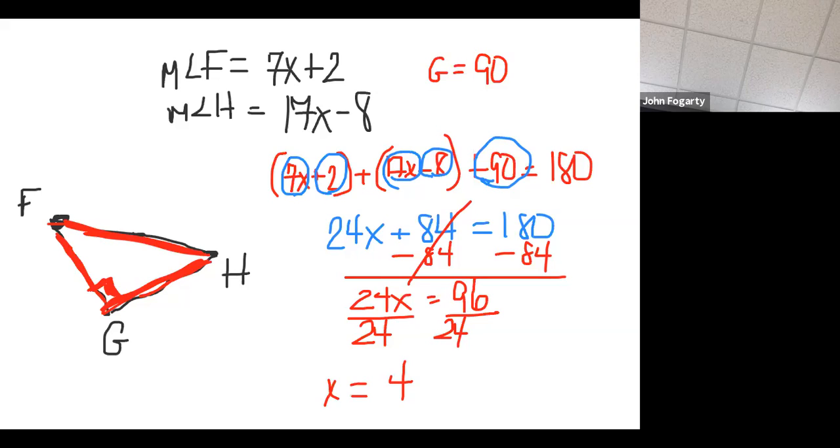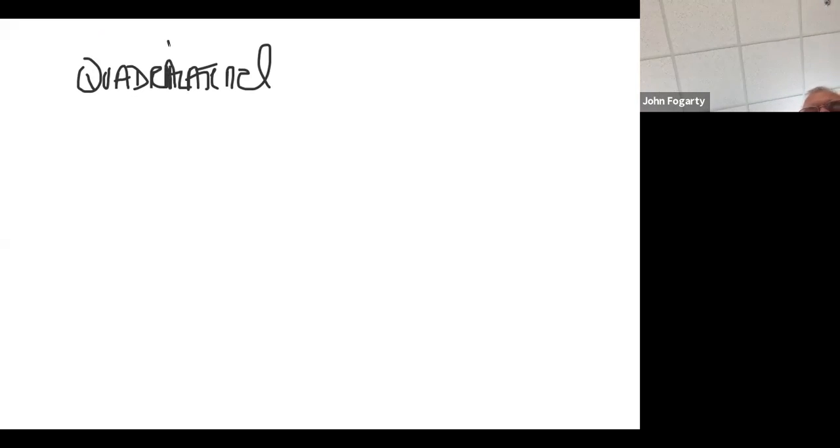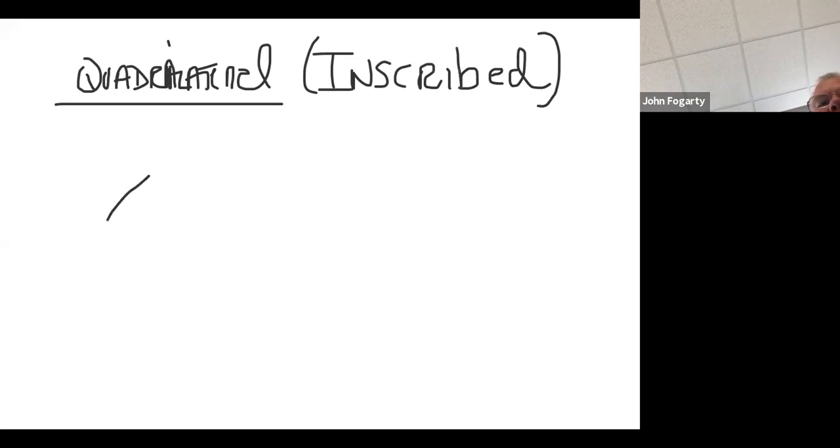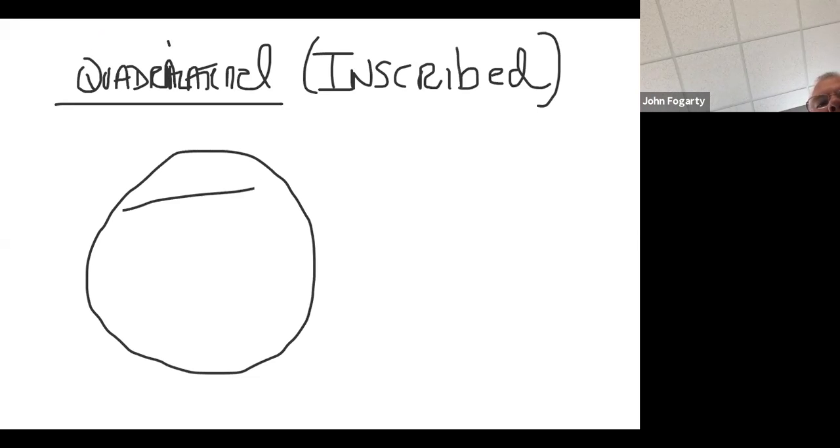All righty. Now, the second thing we're going to talk about today, and this is true always anyway, is an inscribed quadrilateral. And that just means what? Its 4 vertices are on the circle. Sometimes they look like squares. They're not really squares.